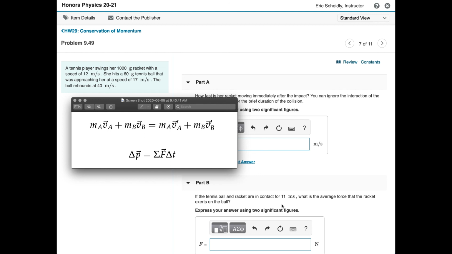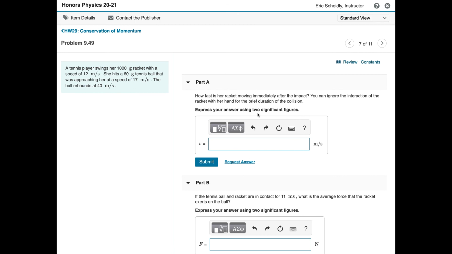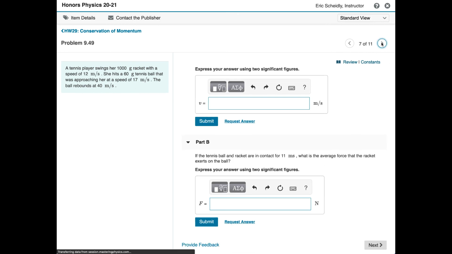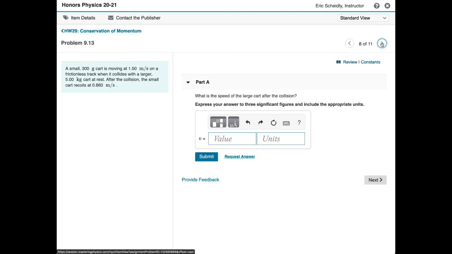Be careful. The time is given as 11 milliseconds, pardon me. That's 11 times 10 to the minus third seconds. So a little care with the units there is necessary. That would be the end of that problem. Moving on to problem 8.